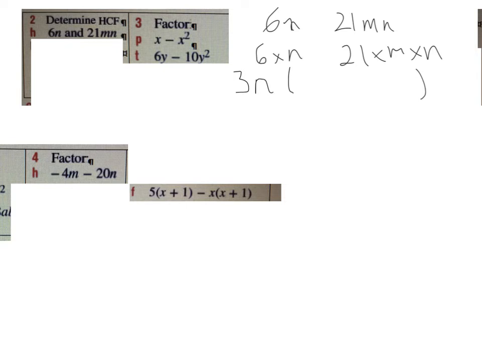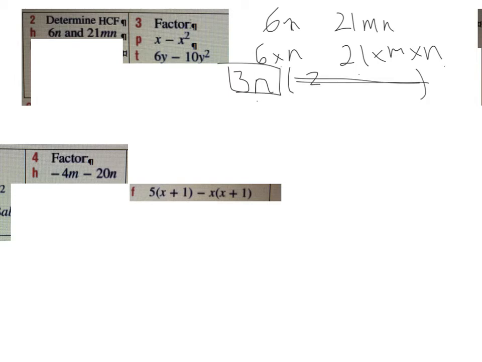So now 6n divided by 3n gives us 2. Oh, sorry, no, we just have to find the highest common factor. 3n is the highest common factor, and that's it. Don't worry about this, I went on to factorise. We're going to have a look at that in the next one. But that's what's going on there.